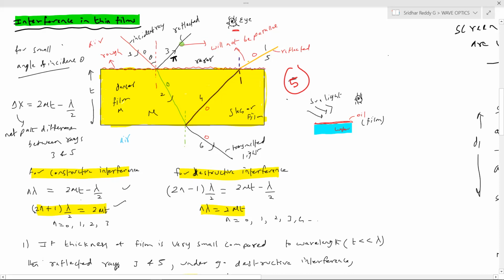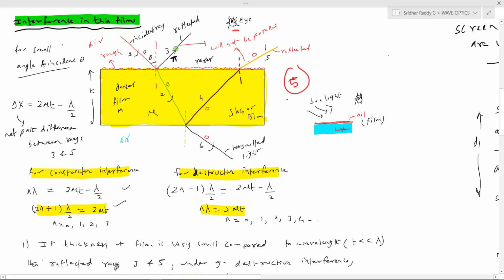Now you see that one. Ray 3 is what? Reflected by the upper surface of the film, or reflected by a denser medium, phase change of pi. What about ray 5? It will be reflected by the lower part of the film. And this is rarer, this is denser. So will there be any phase change for this? No. And due to transmission, no phase change. So what is the phase angle of the ray 5? It will be zero. Of course, it will have some path difference. Due to reflection, there won't be any phase change.